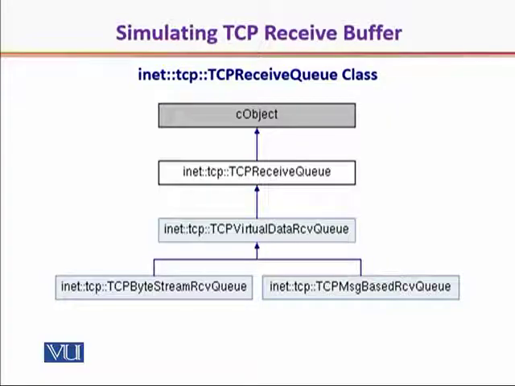What we are currently using to determine the receive buffer performance is TCPByteStreamReceiveQueue and TCPMessageBasedReceiveQueue. So as I said earlier, both the byte count and the segment count can be used to determine the performance of the receive buffer.